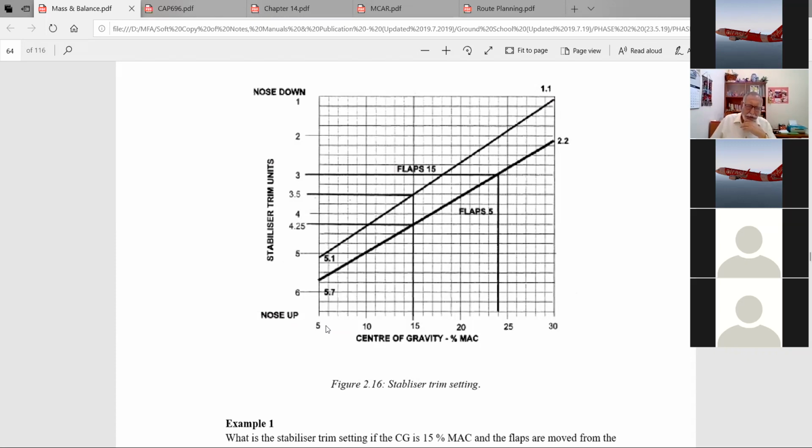Please stand corrected. If I change my flap setting, my MAC is 15 and my trimmer setting is 4.25 nose up. Then if I change my flap setting to 15 degrees, 15 degrees flap for 15% MAC, my nose up goes to 3.5. I'm moving the nose up trimmer setting.